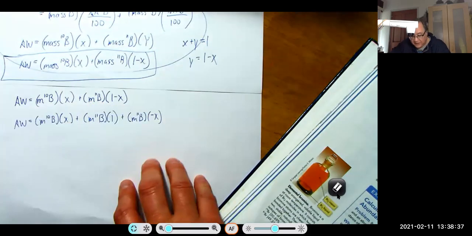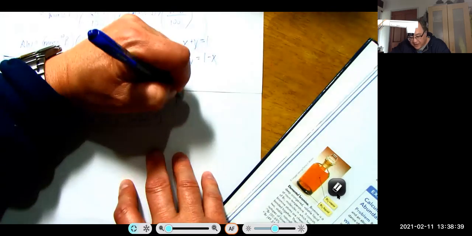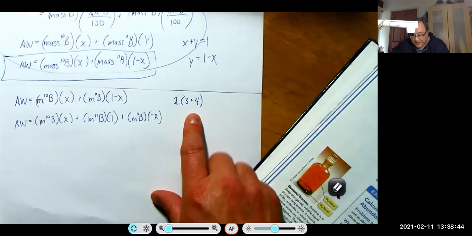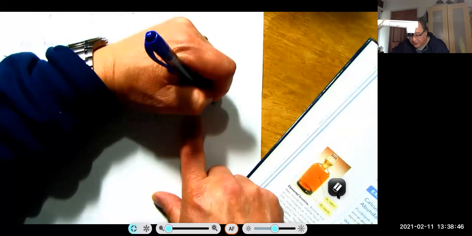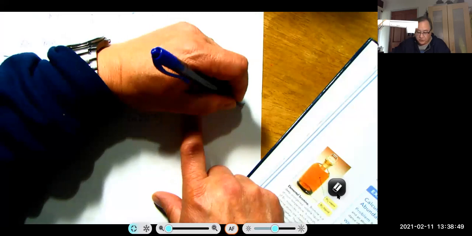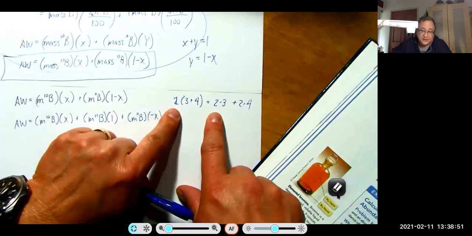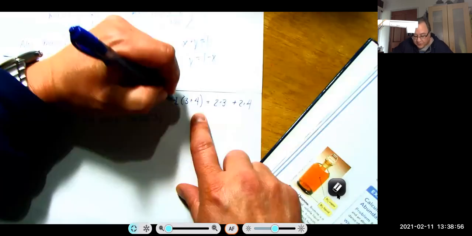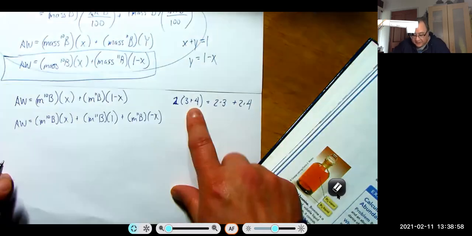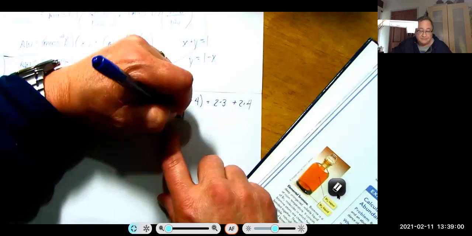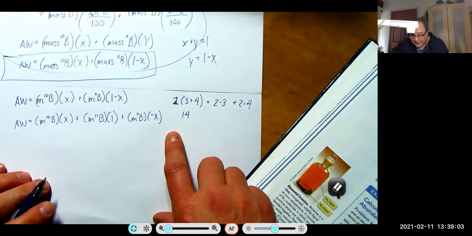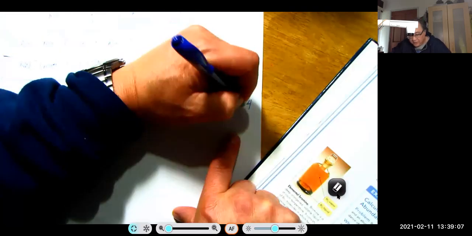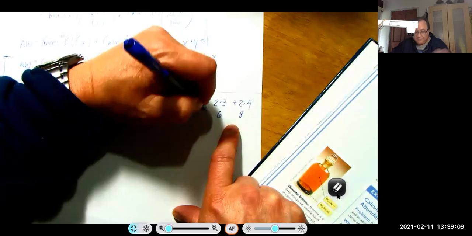If you have 2 times 3 plus 4, that's equal to 2 times 3 plus 2 times 4. So we distribute the 2 into the parentheses. You should be able to tell that this works because 3 plus 4 is 7. 7 times 2 is 14, right? 2 times 3 is 6. 2 times 4 is 8. What's 6 plus 8? 14.